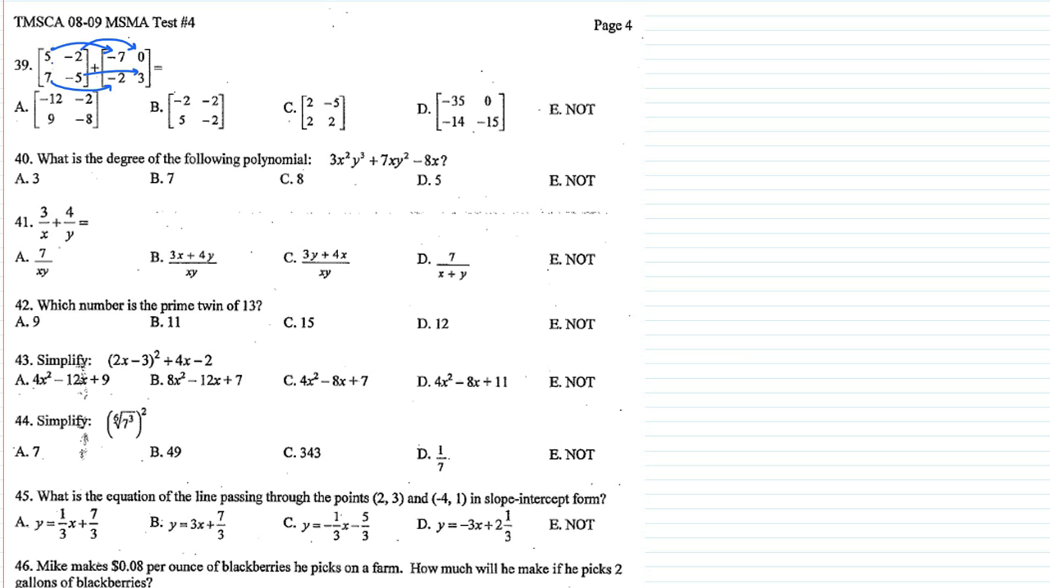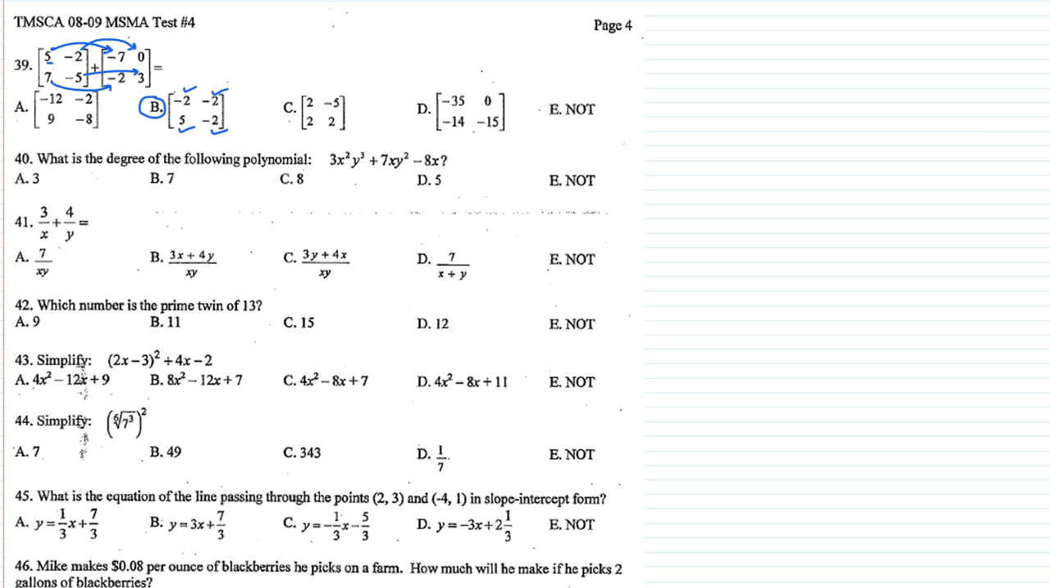So 5 minus 7 is -2. So we have -2 in answer B. And then -2 plus 0 is -2. And then 7 minus 2 is 5. And then -5 plus 3 is -2. So it looks like B is the answer.